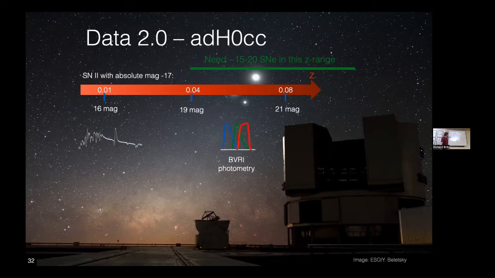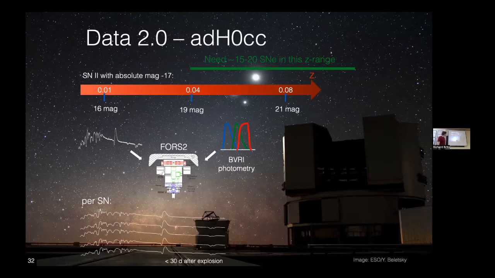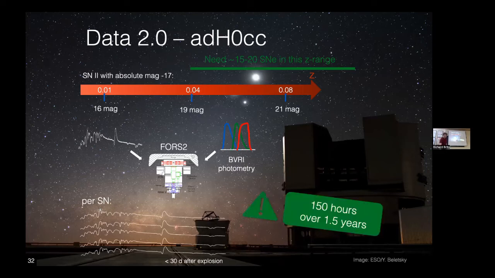We want spectra, we want photometry so that we can get the colors and calibrate the spectra very well. We decided that the VLT and the FORS instrument are the best choice to get all this, and we applied for a large program at ESO and got it. So we were awarded 150 hours spread over 1.5 years.